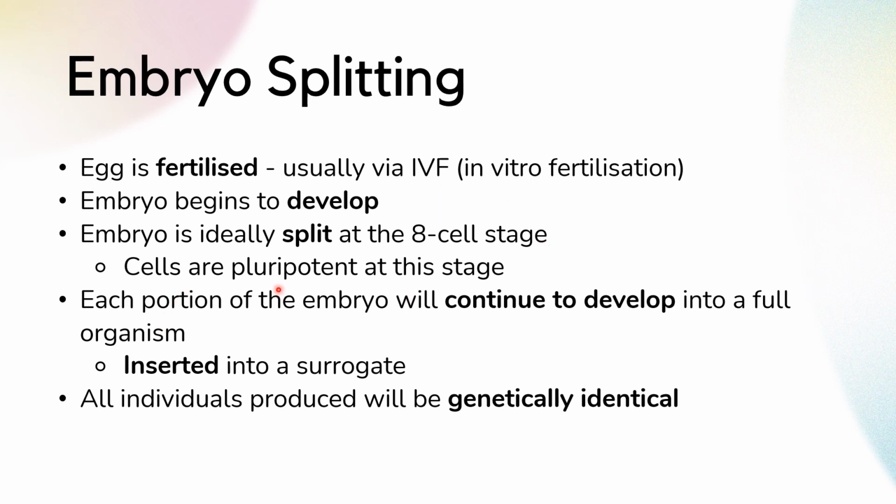At this stage, those cells are pluripotent. So they're stem cells. They're able to differentiate into many different types of cells. And each portion of that embryo that you split will continue to develop into a full organism. We take those different separated embryos now and we insert them into a surrogate or surrogates, and they develop inside the surrogate, and all the individuals, all the offspring that are produced, they are all genetically identical to each other.